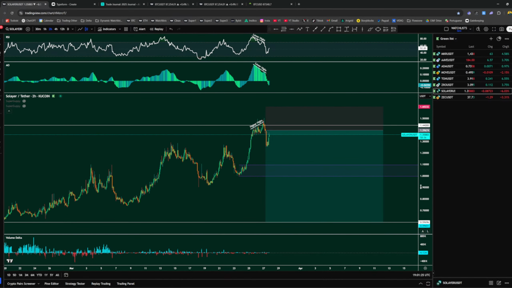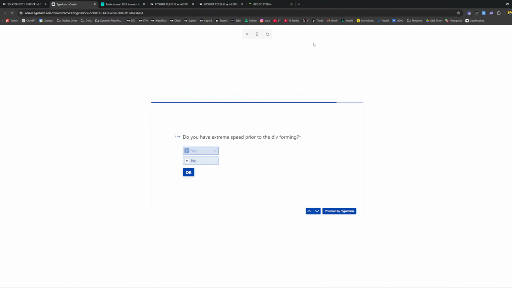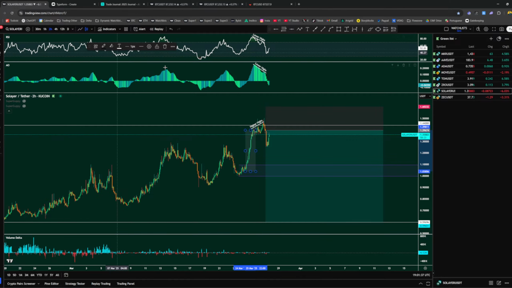Do you have extreme speed prior to the div forming? Yes. Okay. This is a very sharp move. All right, this is extreme speed. I'm happy with that gate. Okay. Is your trigger on the 2-hour plus? Yes, this is a 2-hour divergence confirmation.